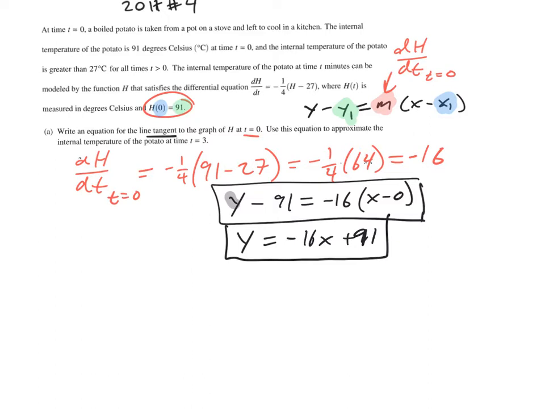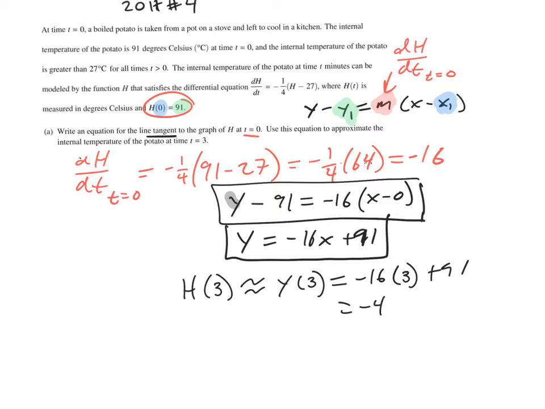And it's really useful when you want to approximate. So if you wanted to say, hey, so what is h of 3? Well, it's approximately what we called y. So it's approximately y of 3, which is negative 16 times 3 plus 91. And negative 16 times 3 is negative 48. And just a little quick note, the way I kind of do that in my head is I say, okay, I don't know what 16 times 3 is, but I do know that if I cut that in half, that's 8, and if I double that, that's a 6. And so 8 times 6 is going to be the same thing as 16 times 3. So that's 48. So that's negative 48 plus 91.